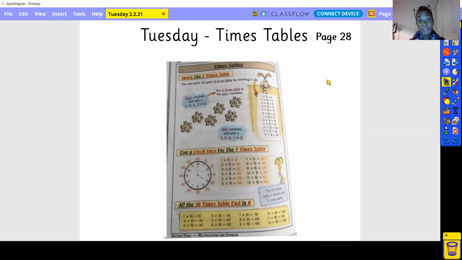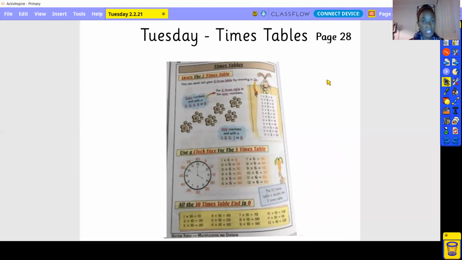When you think about the 5 times table, you can see and think about the clock face like you see on the page. The sooner you get used to the 5 times table itself, the easier it's going to be for really thinking about the time. The half past, quarter to, those intervals of time will become a lot easier to understand the sooner you've got your head around that 5 times table.